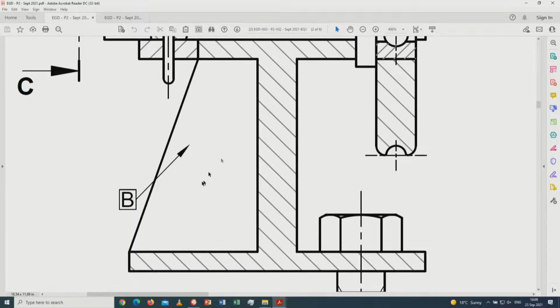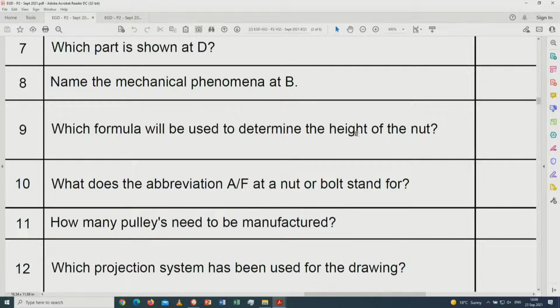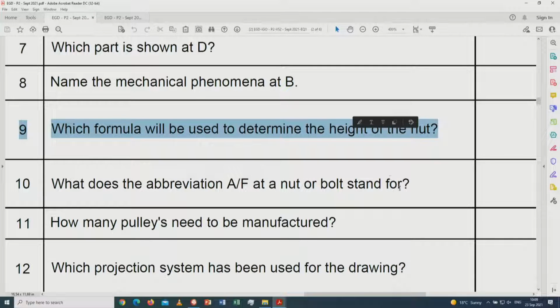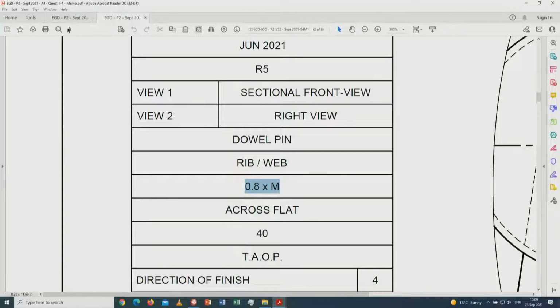All right. And then the question over here. Formula used to determine the height of a nut. All right. So the height of the nut is simply 0.8 of diameter. We have done that just now. So therefore that is diameter multiply by 0.8.